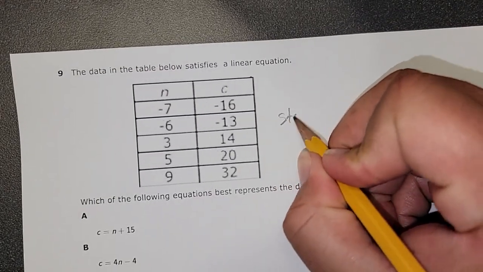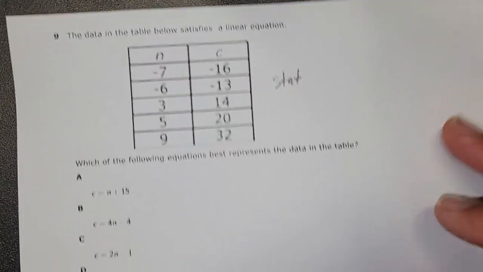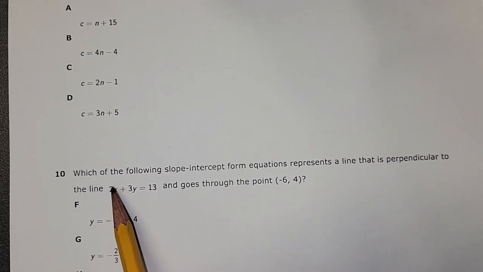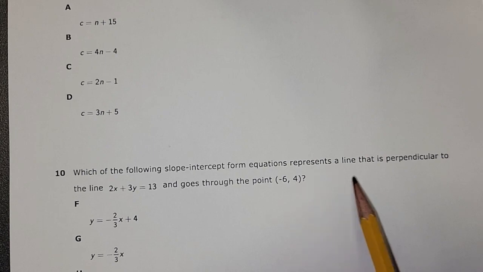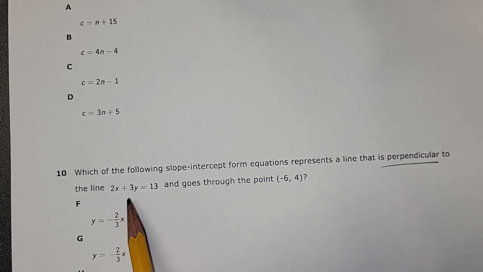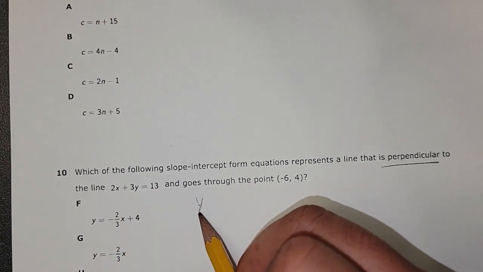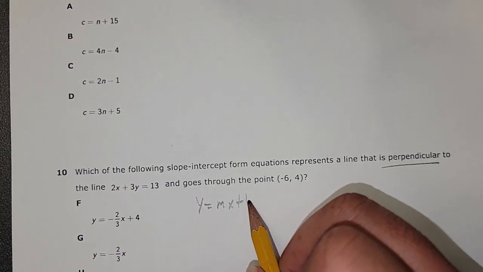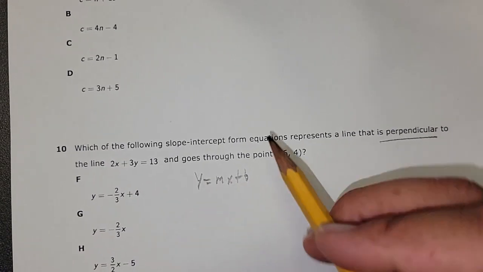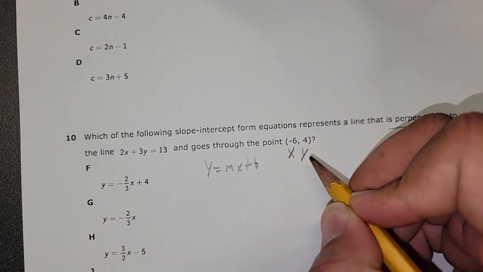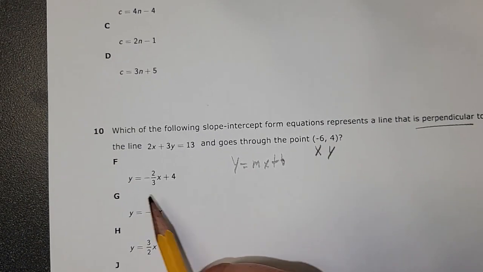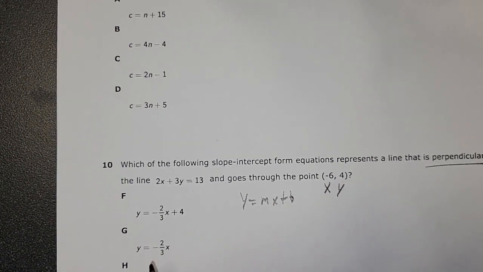All right, here we have another stat problem. We've done stat enough to where you know how to do it. Which of the following slope-intercept form equations represents a line perpendicular? Keyword here is perpendicular. So again, guys, we have to convert this into y equals mx plus b. Or one thing you can do, guys, remember, when you have points x, y, if I put these points inside of these equations, we can see if they match. That's a way to eliminate.